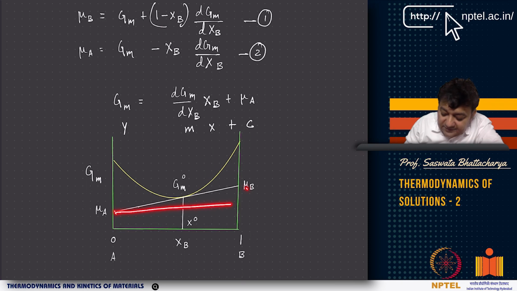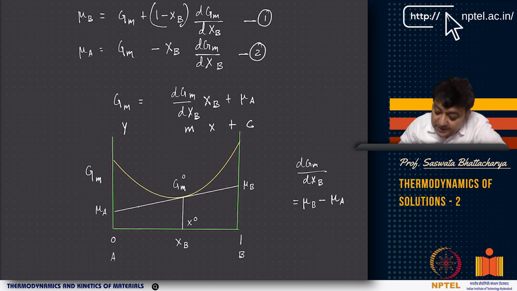So basically dGm by dxb is nothing but mu b minus mu a. If you think of this as a slope, what is the slope at this point? Then dGm by dxb equals mu b minus mu a.